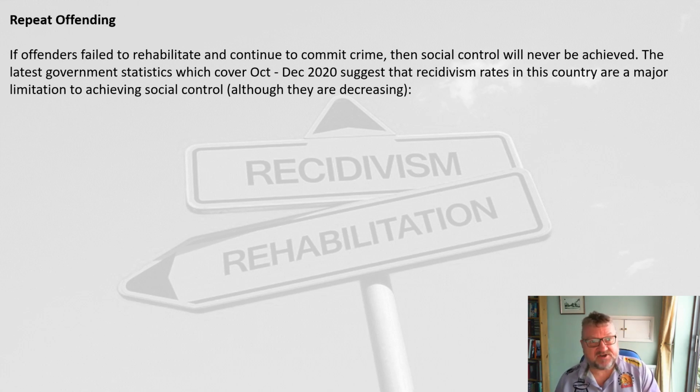So I've delved into the latest government statistics, which cover October to December 2020. The textbook statistics go back now 4 or 5 years, so you might want to consider looking at those, but at the same time, think about the latest statistics as well. And they suggest that the recidivism rates in this country are a major limitation to achieving social control, although what I would say is they are decreasing. So that gives some grist to the mill to say, well, we've got high recidivism rates, but the trend is downward. So that is a good thing.